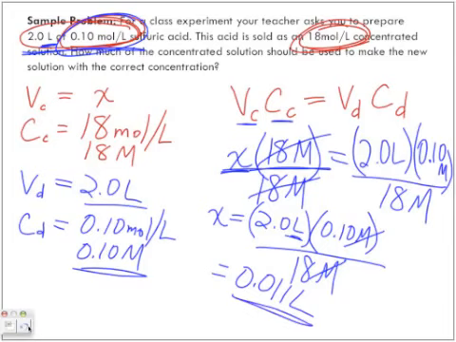So it then asks how much of the concentrated solution should be used to make the new solution. Well, we're going to want to take out this many liters, but you're not going to want to measure it in liters. Your best bet would be to convert it to milliliters, because with milliliters, you'll have a smaller graduated cylinder. It'll be easier for you to convert it. So how many milliliters? 11.